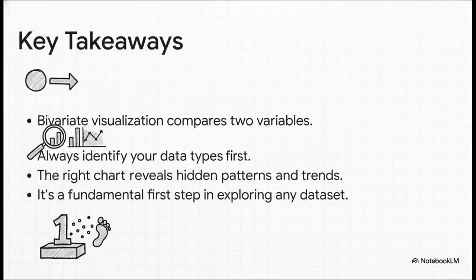So if you walk away with anything today, let it be this. Always start by knowing your data types. Are they continuous numbers, or are they distinct categories? Once you know that, you can pick the right chart, and you're going to unlock the story that your data has been dying to tell you.